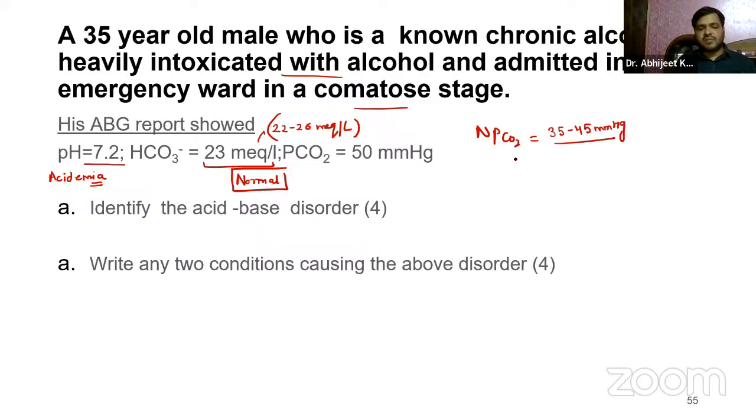35 to 45 mm of Hg. And basically, if it is increased, it automatically tells that there is an increase in the carbon dioxide levels. Now, the pH is low, we have acidemia. The bicarbonate is normal, so remember that there is no metabolic compensation over here. It is not evident over here.